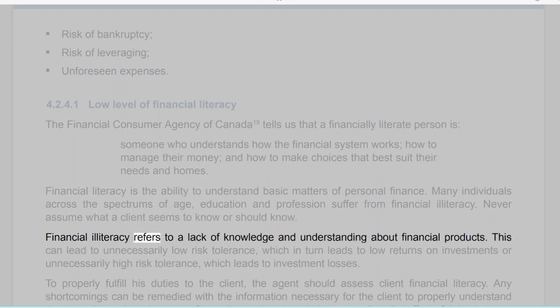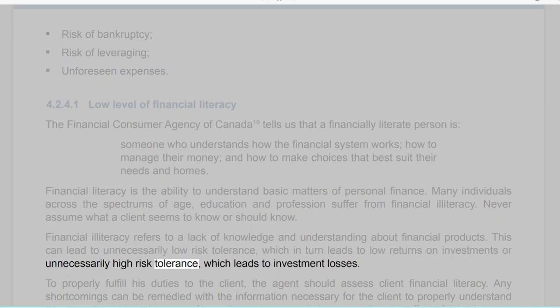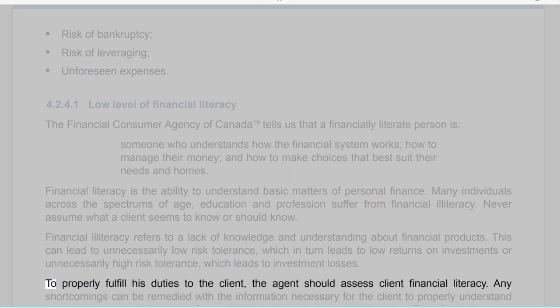Financial illiteracy refers to a lack of knowledge and understanding about financial products. This can lead to unnecessarily low risk tolerance, which in turn leads to low returns on investments, or unnecessarily high risk tolerance, which leads to investment losses. To properly fulfill his duties to the client, the agent should assess client financial literacy.